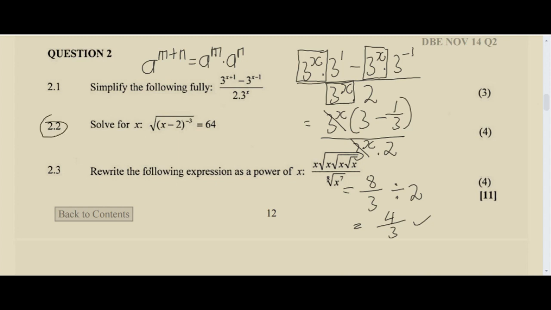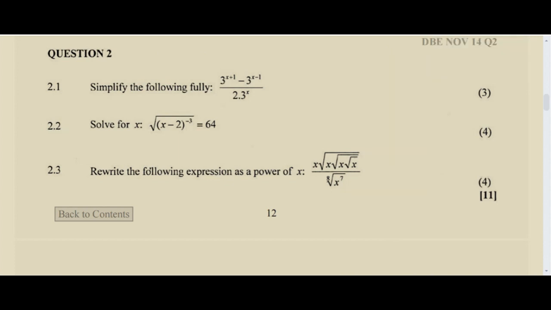2.2 says solve for x if we are given that equation there. So we have the square root of x minus 2, to the exponent of negative 3, equals 64. Now knowing our surds rules, we know that this must come out as x minus 2 to the exponent of negative 3 over 2, because it's coming out from a square root. So we have this over 2 here.